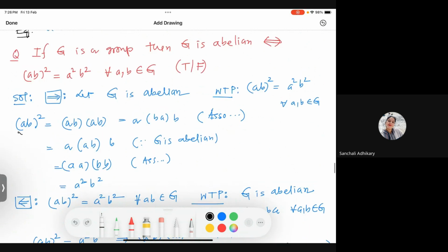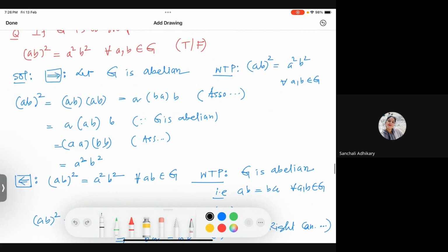So start from this. (AB)^2 means AB into AB. Now use the associative property: A into BA into B. Since the group is abelian, BA is equal to AB. So again use the associative property. So A^2 is equal to B^2... I mean A^2B^2. Done.